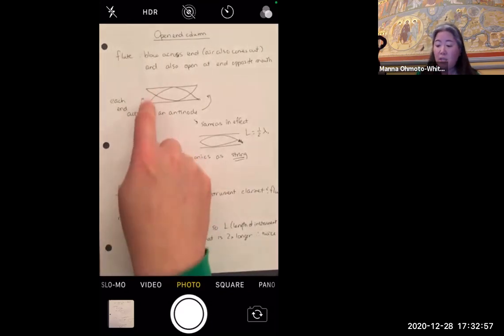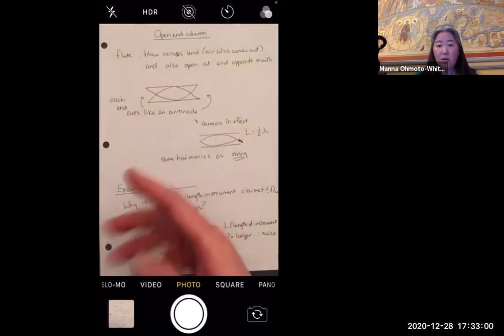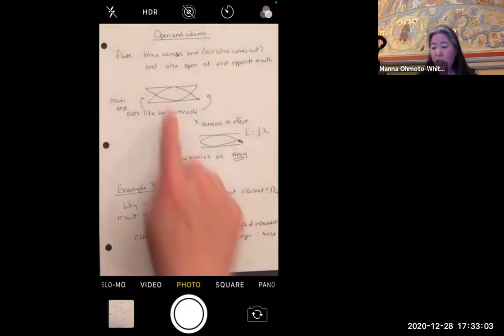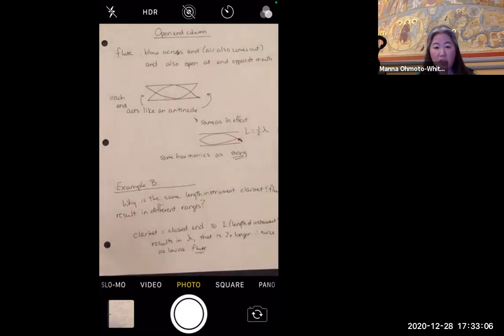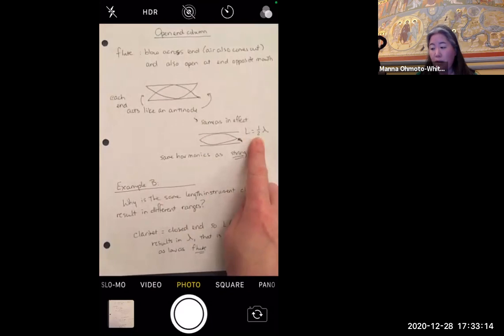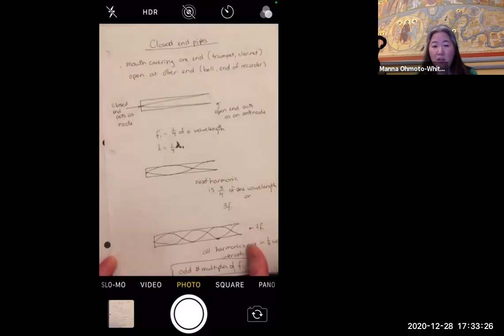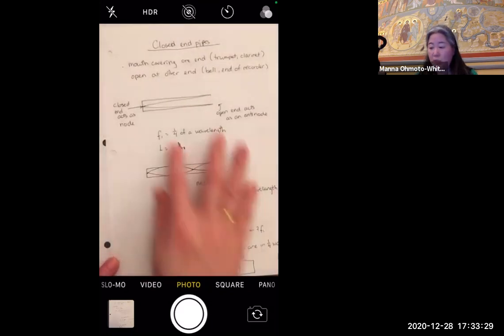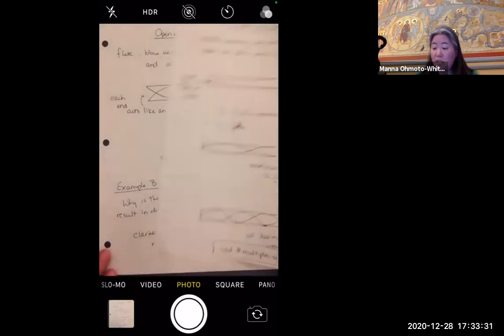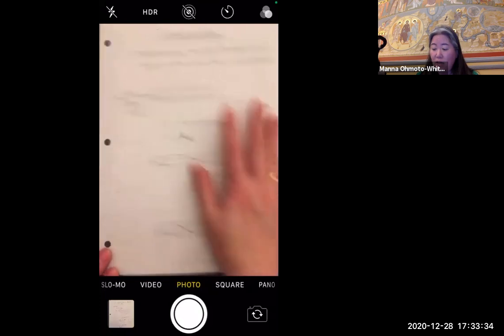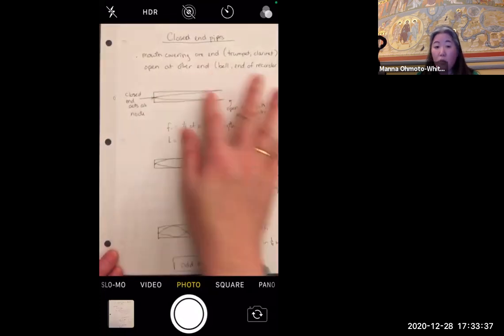So this always has to be where the crest or the trough are, and the node ends up having to be somewhere in the middle. So this is the same thing as this, so I can treat it just like a string. So it turns out that the length of the instrument has to be half the length of the longest wavelength that it can produce. Whereas here, I can produce a much longer wavelength with the same length of tubing, right? Here I can only get half a wavelength. Here I get a quarter of a wavelength.